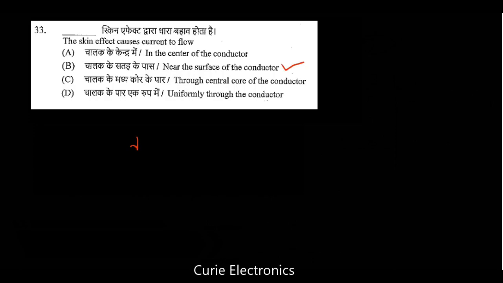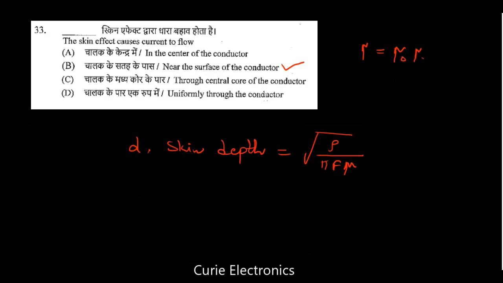And there is one equation, the skin depth. That is given as the square root of rho upon pi f mu. Here rho is the resistivity, f is the frequency, and mu is the permeability. What is mu? Mu equals mu naught multiplied by mu r. So this skin depth is related to frequency.